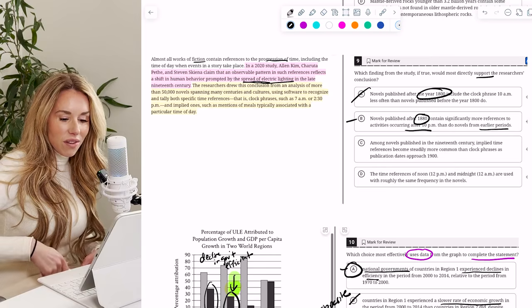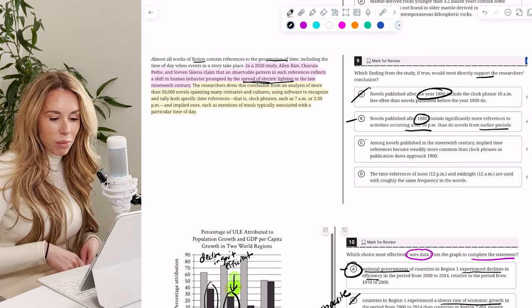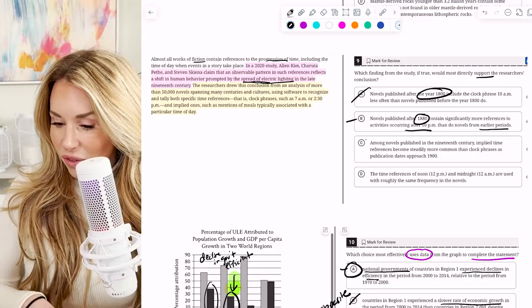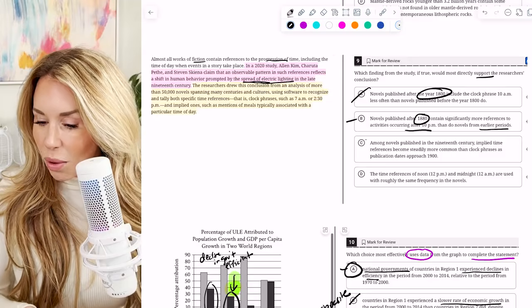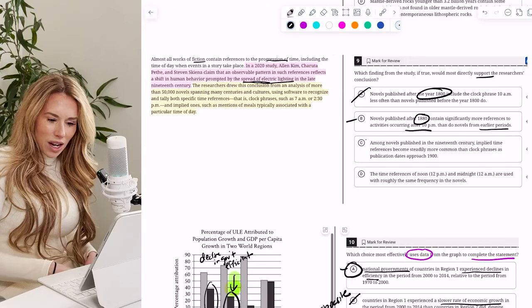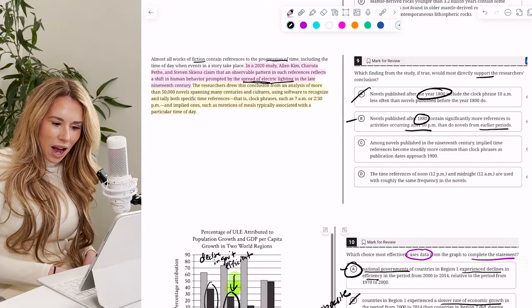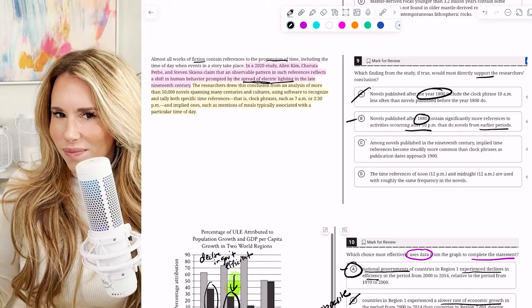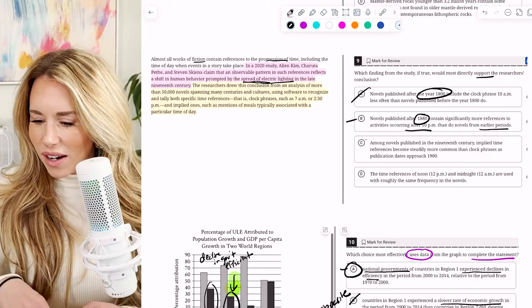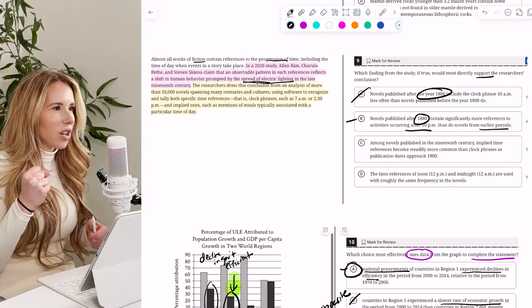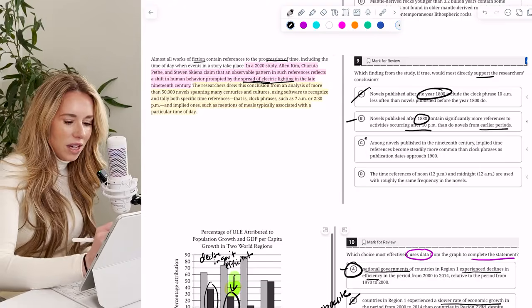C says among novels published in the 19th century, implied time references become steadily more common than clock phrases as publication dates approach 1900. Okay, so how does that show us though that the spread of electricity affects it? Because that doesn't really show us the electricity thing. So I'm going to get rid of C.